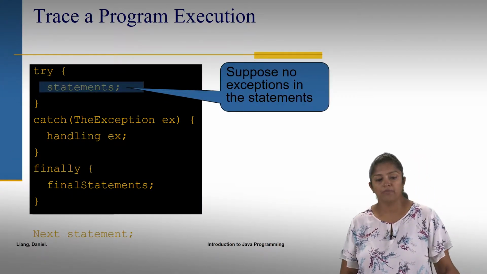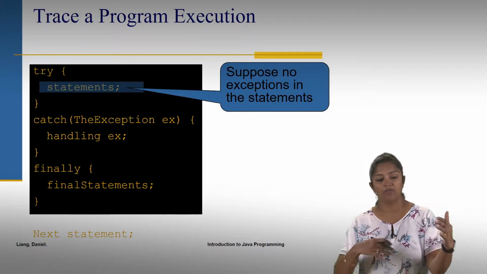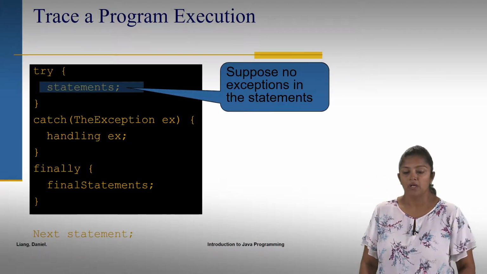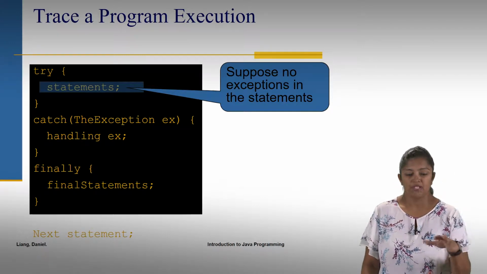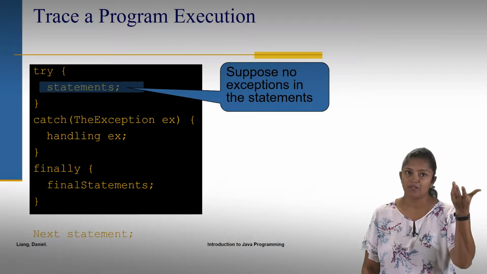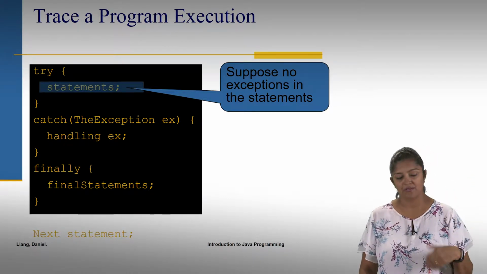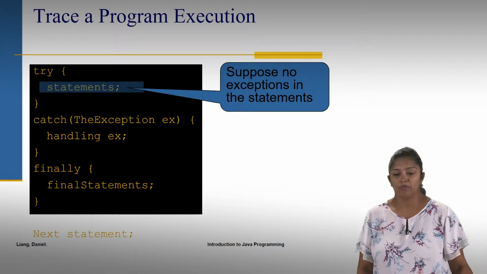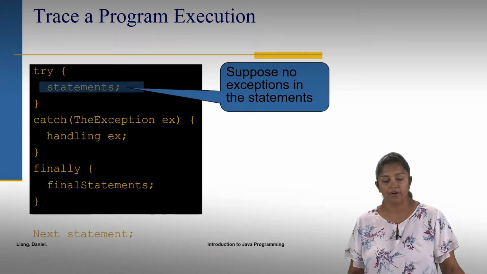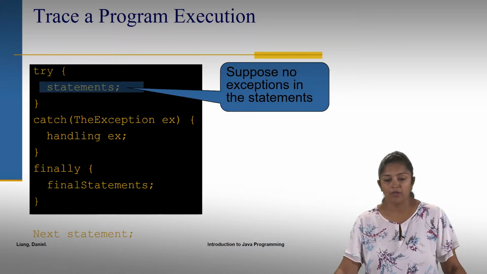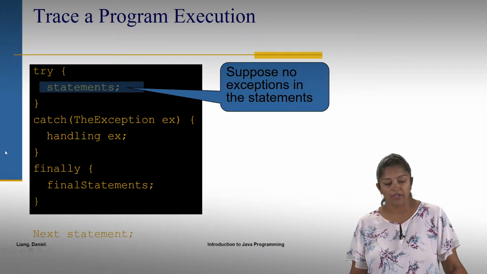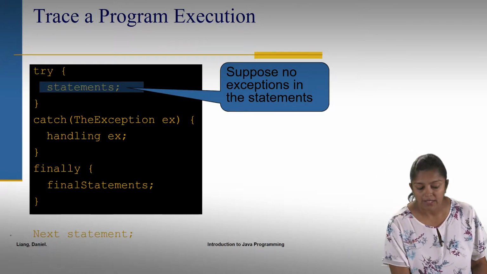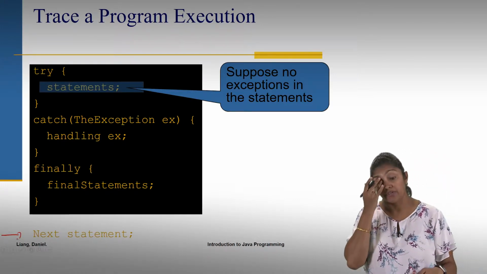Let's look at some program execution. We'll trace some programs so you understand the flow of execution, especially because we have so many different kinds of blocks: the try block, the catch blocks, and the finally block. We'll look at what happens in different scenarios. In this first scenario, we have a try block, a corresponding catch handler, and then a finally block with some final statements, and then some next statements after that.